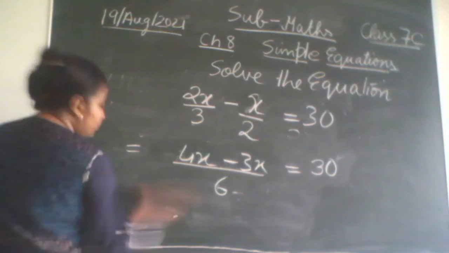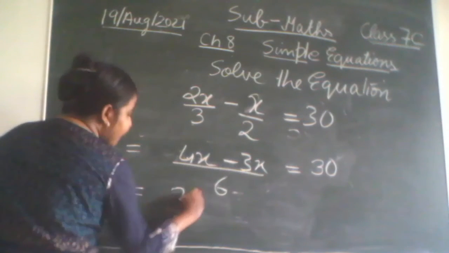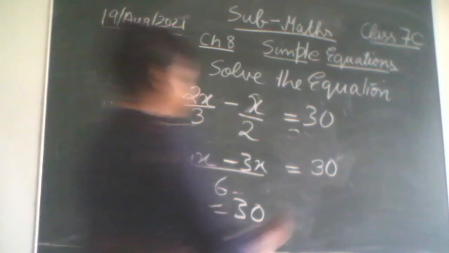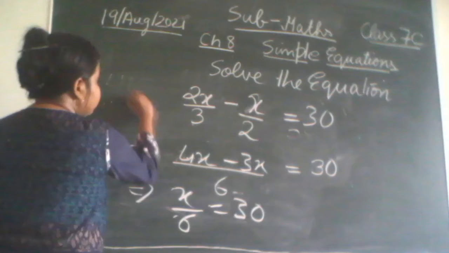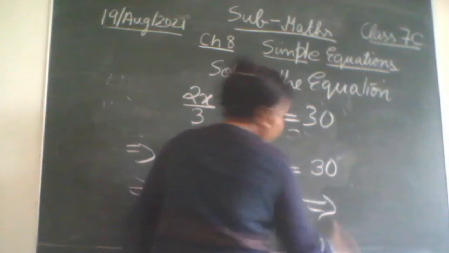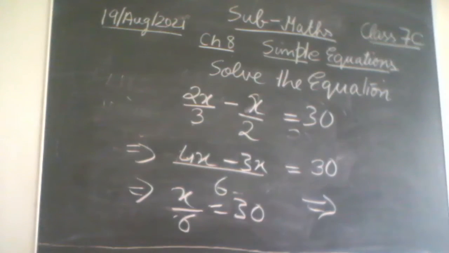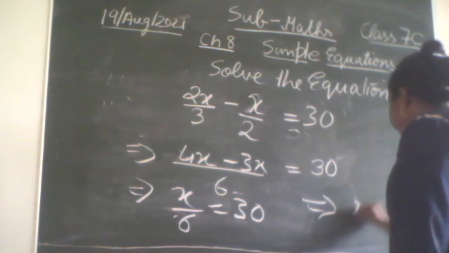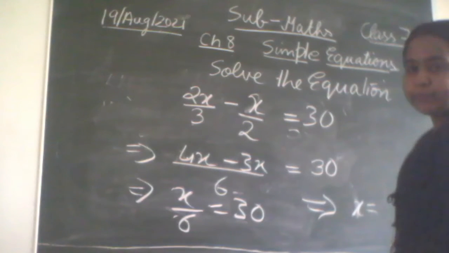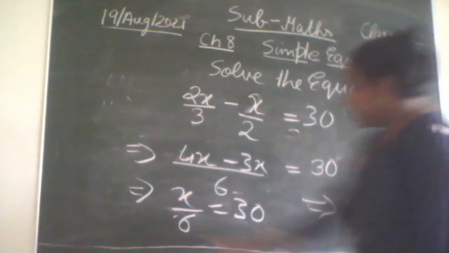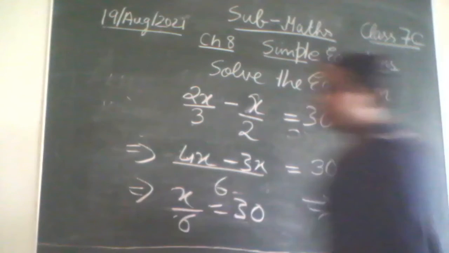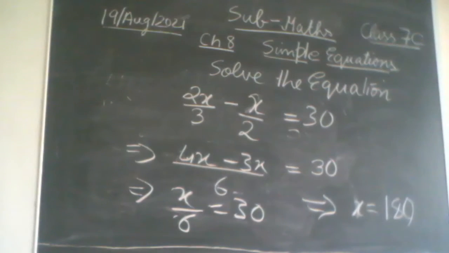Now what happened? 4x minus 3x by 6 equal to 30. So how much is x equal to? Ma'am, x is equal to 30 into 6, 180. Am I correct or wrong? Yes, ma'am, correct.